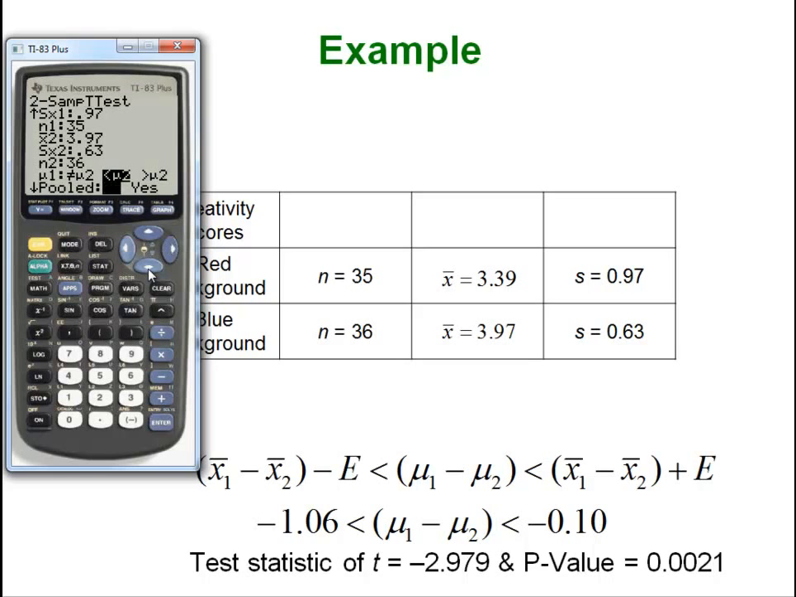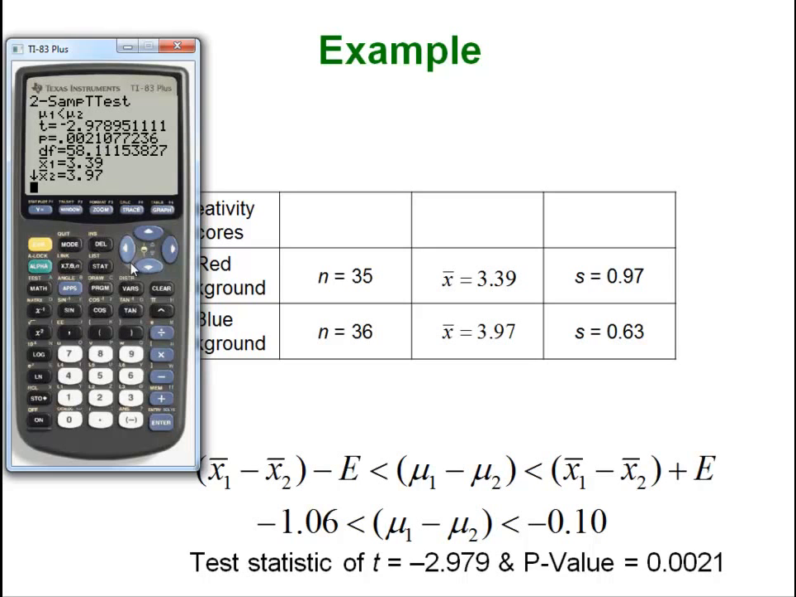The next thing it asks you is pooled, yes or no. This is where, if you were doing the techniques from the less likely one, where you assume they're the same, then you would pool your standard deviations. But we're going to say no, we're not going to pool them, and then we just calculate. Here's the same test statistic, negative 2.979 if we round to 3, and then the p-value 0.0021. So we get the exact same results.